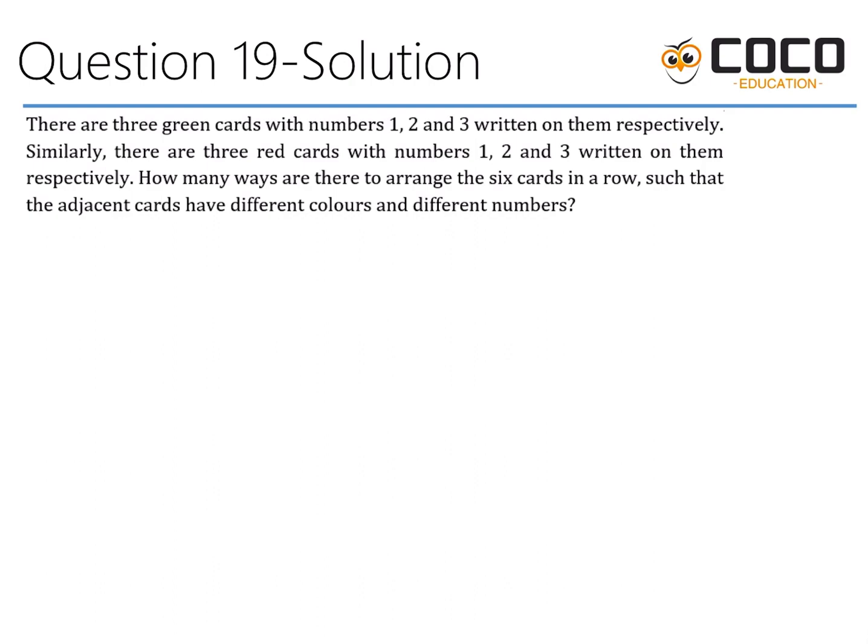Okay, let's check for different colors. So it can be red, green, red, green, red, green. Or you start with the green card first. So green, red, green, red, green, red. So to have different colors, there are 2 ways to arrange them.